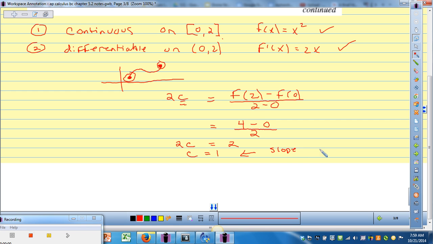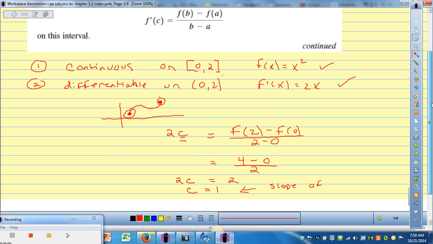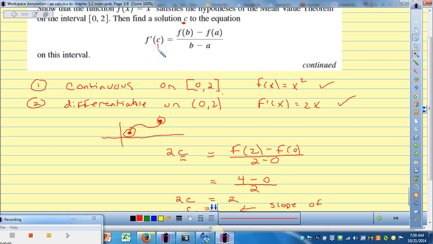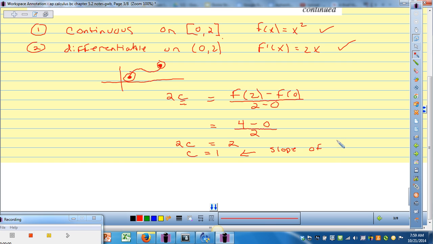Why did you put 2c? Because the mean value theorem says that there exists some point c where the derivative equals the average rate of change. So we're evaluating our derivative at c and solving for c. So at this point, the slope of the tangent line equals the slope of the secant line.